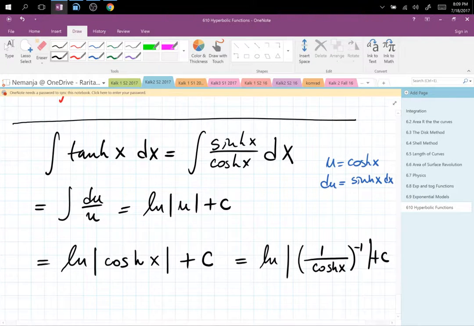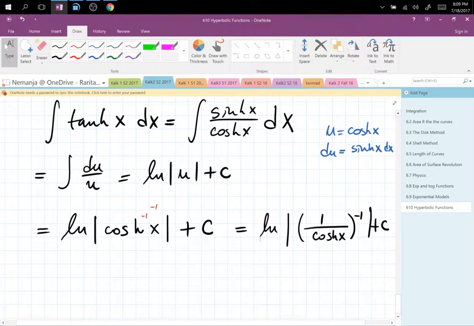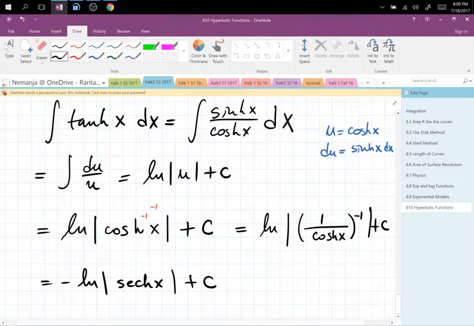So it's like putting two negative 1s stacking, right? The first negative 1 flips to 1 over cosine, and the second negative 1 is the one that stays at a parenthesis. I'll put this little step over here, so maybe it helps you. And now this negative 1 here I'm going to kick in front of ln, and the second one starts to flip the fraction, so it becomes secant hyperbolic x, and then we have plus c.